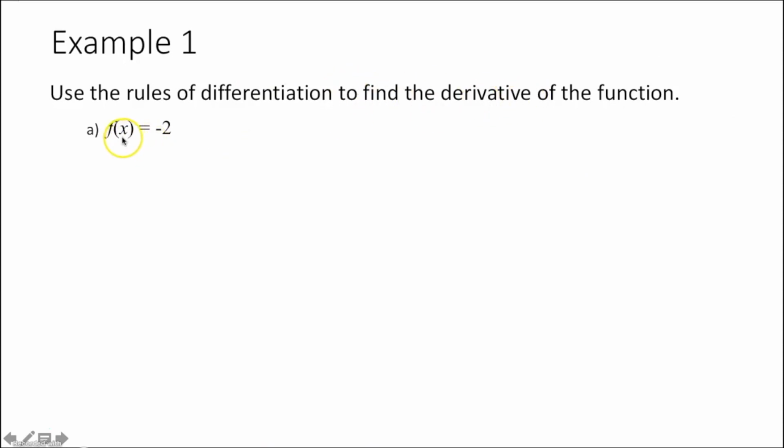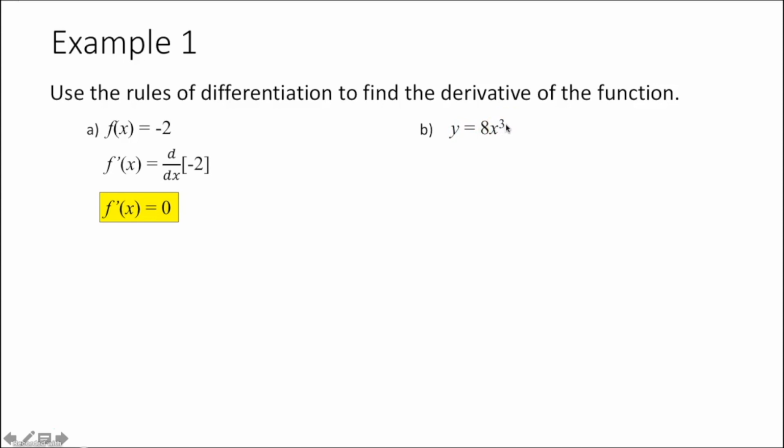Example time. Okay, example 1 says use the rules of differentiation to find the derivative of the function. So here's how this works. I have f of x is equal to negative 2. This is clearly a constant function because we have f of x is equal to a number. So anytime you take the derivative of a number, by the constant rule, we said that's equal to 0. And you're done.